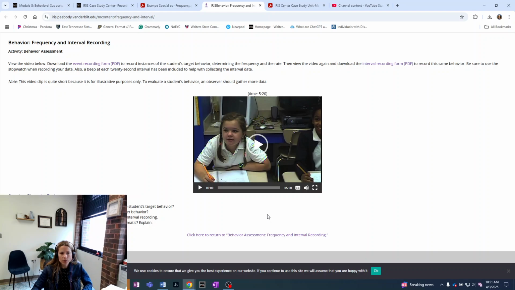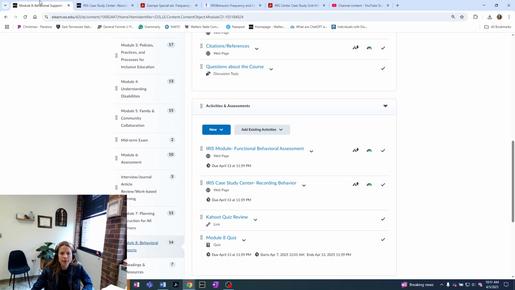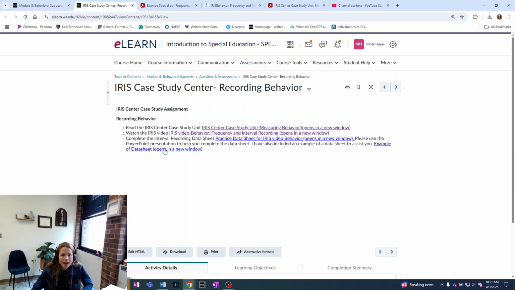Now, this is just a short video clip, and there's an event recording form that's attached. What this is going to do is show you how many times the student is exhibiting this behavior. And you're going to hear a beep in the video. That's intervals. That means every 20 seconds, you're going to hear a beep. That's to help you when you're collecting interval data. So again, going back to that case study unit where we're specifically talking about how you measure data, that's going to be very helpful. After you do that, you're going to complete the practice data sheet.